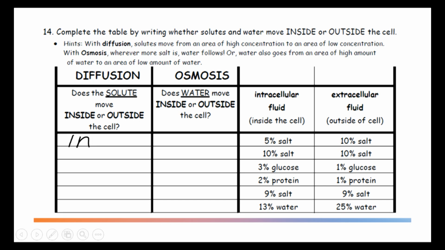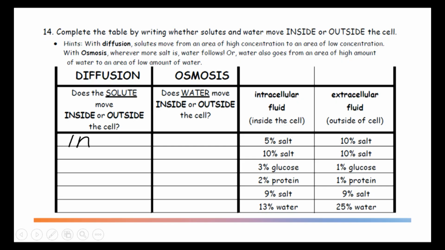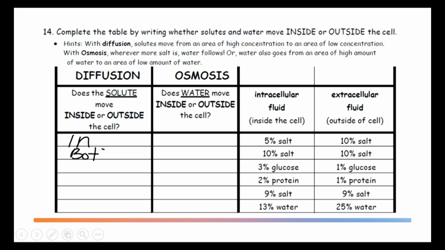Great. All right, the next one says 10% salt inside the cell and 10% salt outside of the cell. So these are actually going to be equal. So for this, I'm going to write both. Remember that in that dynamic equilibrium, they're going to be moving into and out of the cell. Both here.